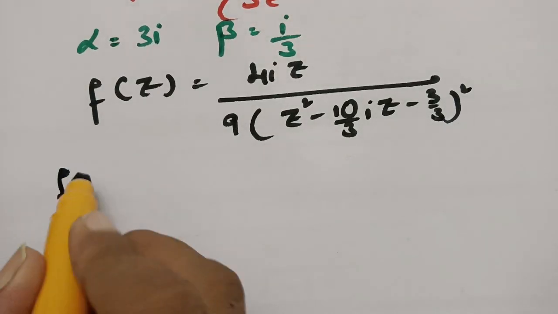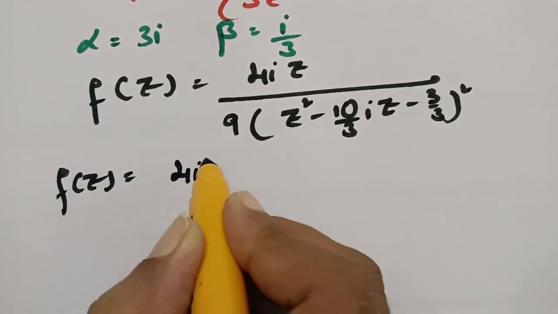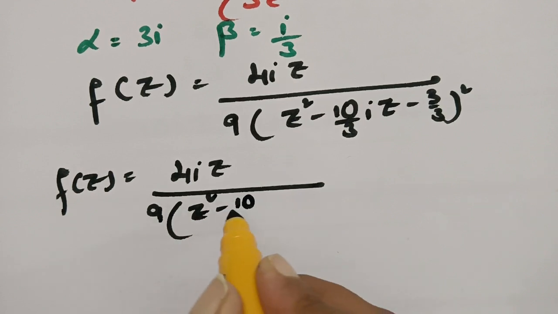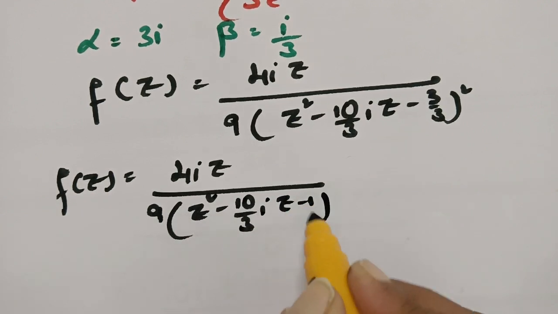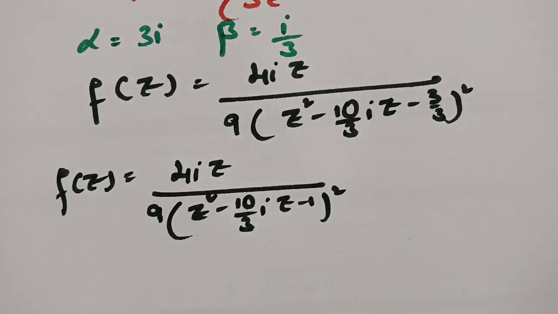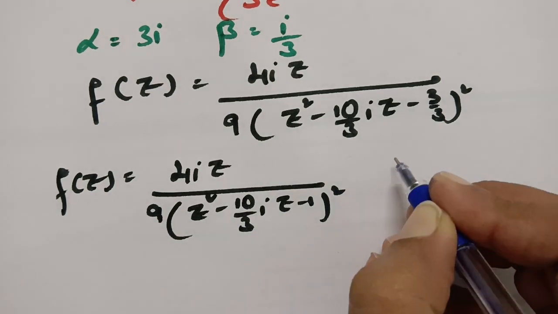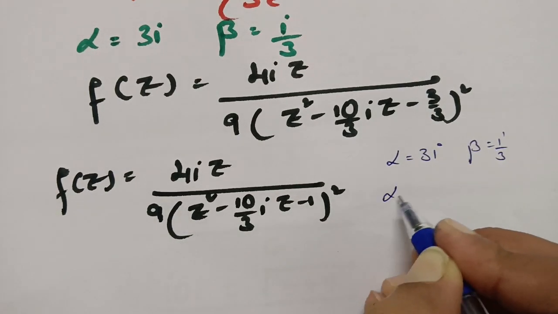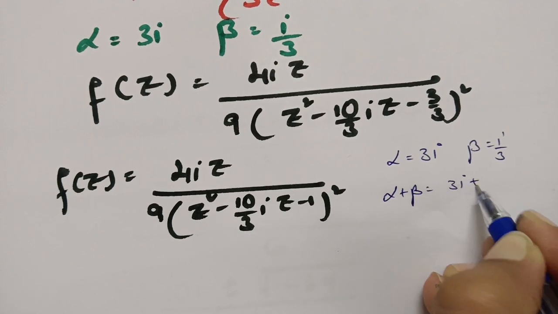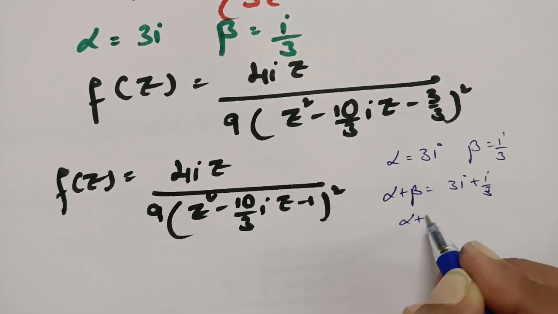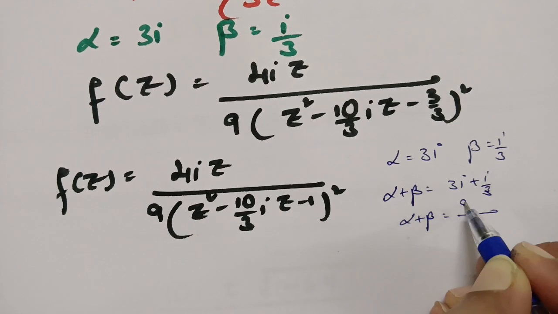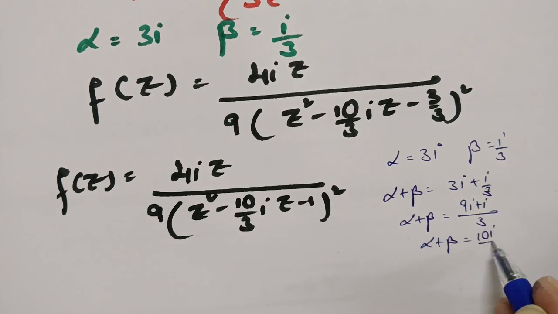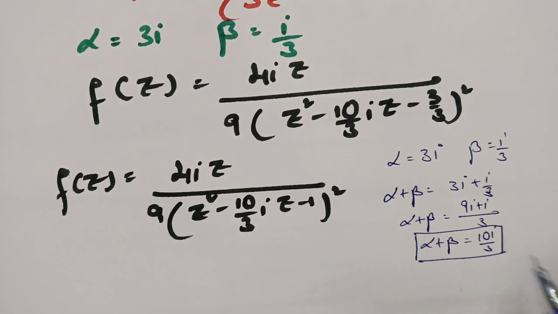So f of z can be written as 4iz by 9 times (z square minus 10 by 3i into z minus 1) whole square. As we can see, alpha is equal to 3i and beta is equal to i by 3. If I add up these two, this will be 3i plus i by 3. So alpha plus beta, if I take 3 as LCM, is 9i plus i, so alpha plus beta is equal to 10i by 3. Clear?